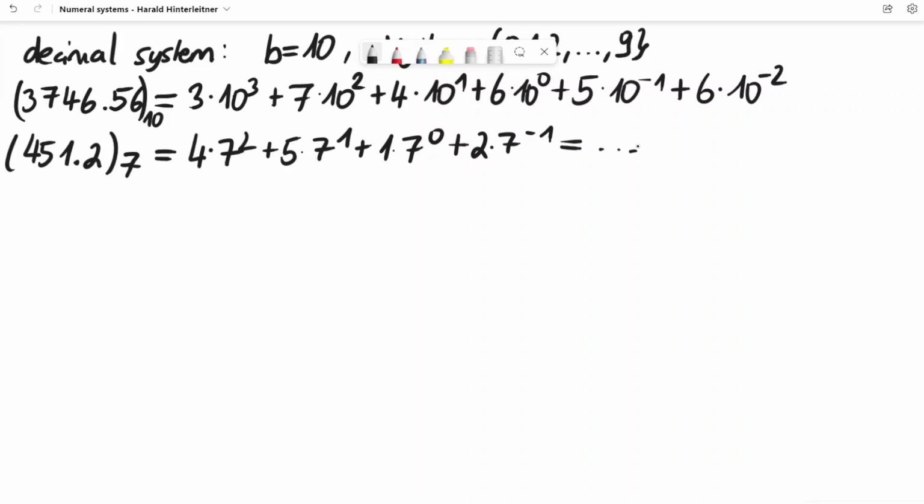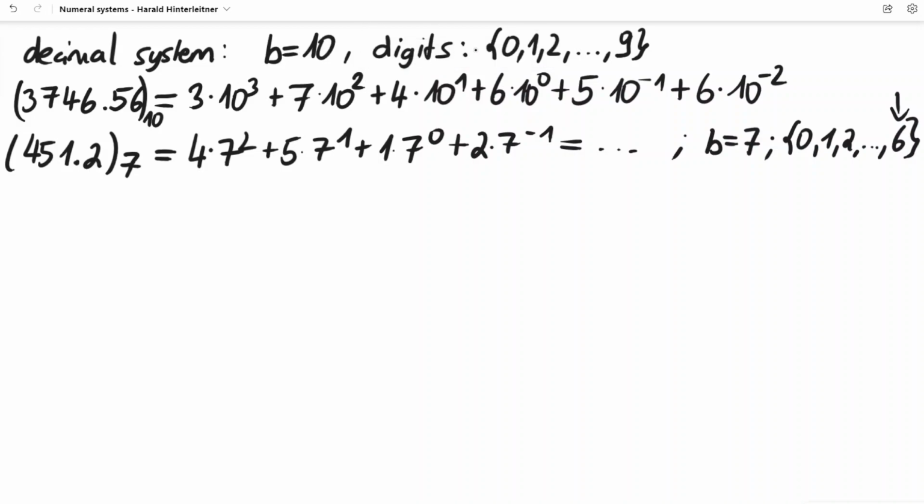So as you see here, the base is 7. Let me write it here. The base is 7. And the digits you can use are 0, 1, 2 until 6. So in general, this means in the decimal system, for example, we have 10 digits from 0 to 9. Here we have 7 digits from 0 to 6. In general, from 0 to b minus 1.